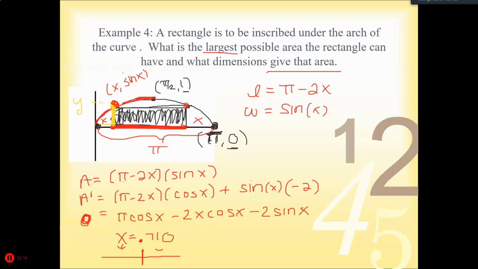So your dimensions would be pi minus 2 times 0.71, which is 1.722, and the sine of 0.71, which is 0.652. There are no given units with this, so those would just be units.